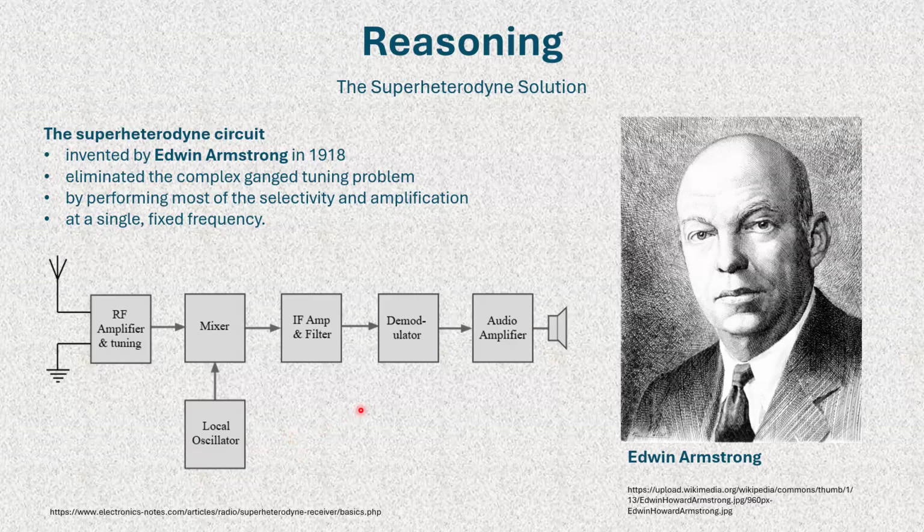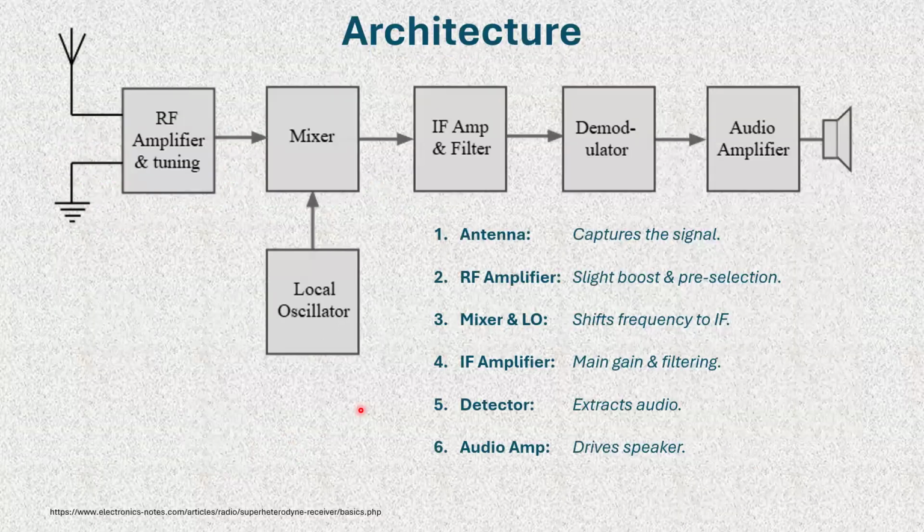Okay, let's take a look at what's going on here. All right, just the architecture of the whole system, of the superheterodyne system. The antenna captures the signal, then the RF amplifier gives a slight boost and pre-selection. So it selects, does the first triage of the signal.